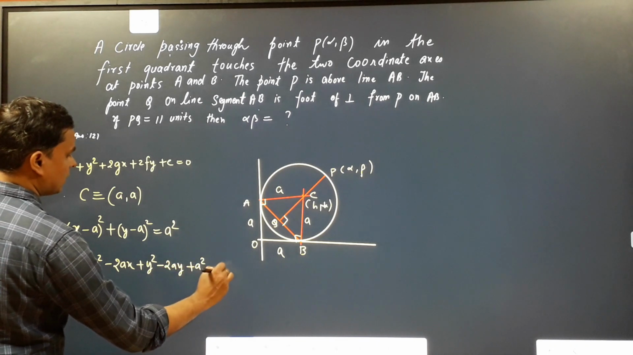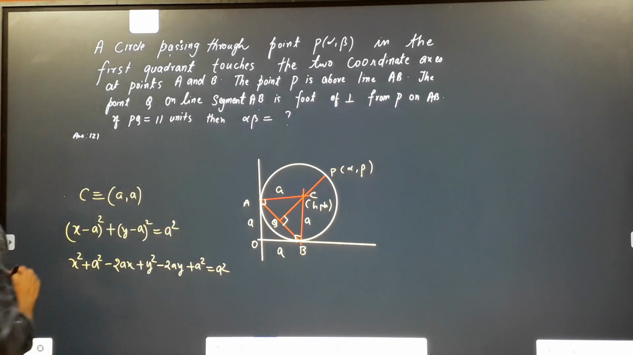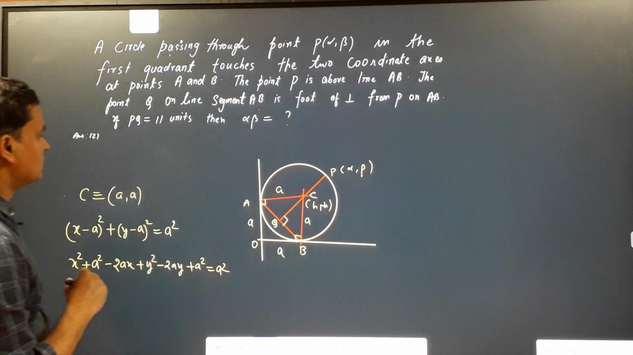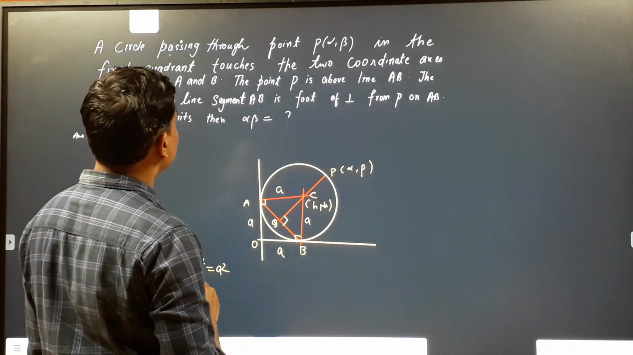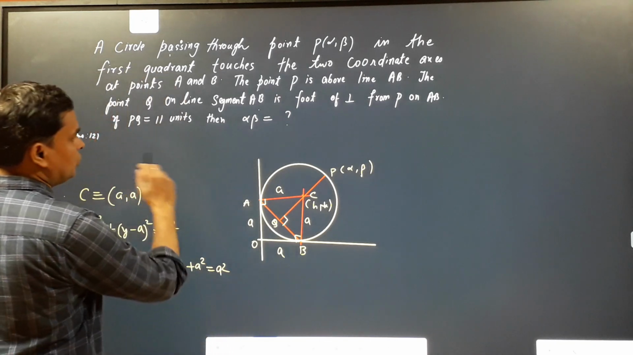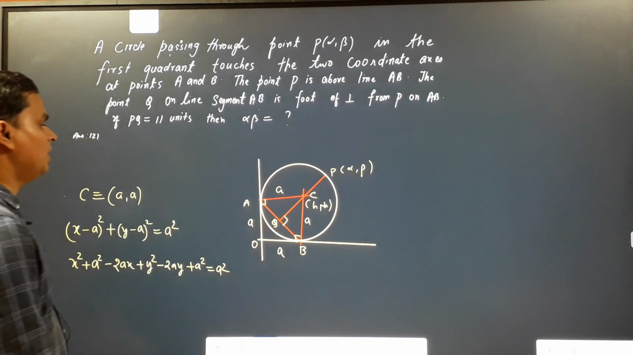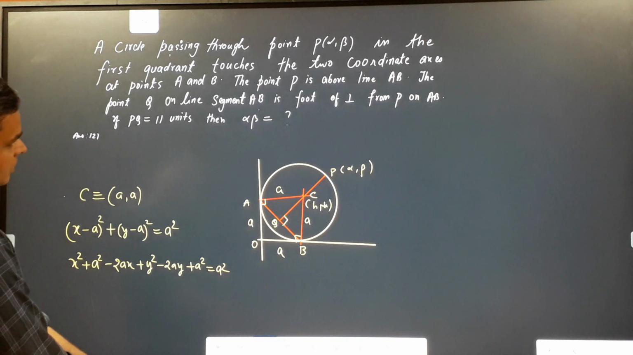Okay, I think we don't need this particular equation, so let us remove it. Now some more information is given. The point P is above the line, and the point Q is on the line segment. If PQ is equal to 11, yes, this information is given. The length of PQ is given to be 11. So how can we find the length of PQ?